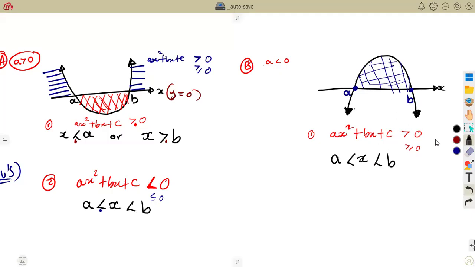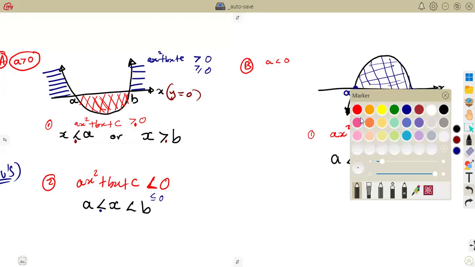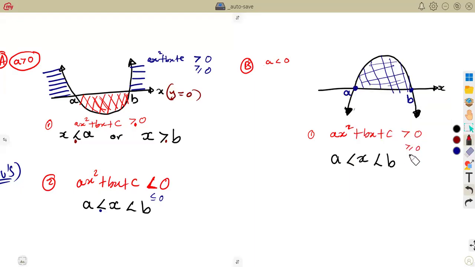So it all depends on the question. Was it greater than or equal to 0? If it was greater than or equal to 0, then you have to put the equal to here, and the equal to there also. So it depends on the question, but the solutions are above the x-axis. This is the region that you are going to use. Just like that.